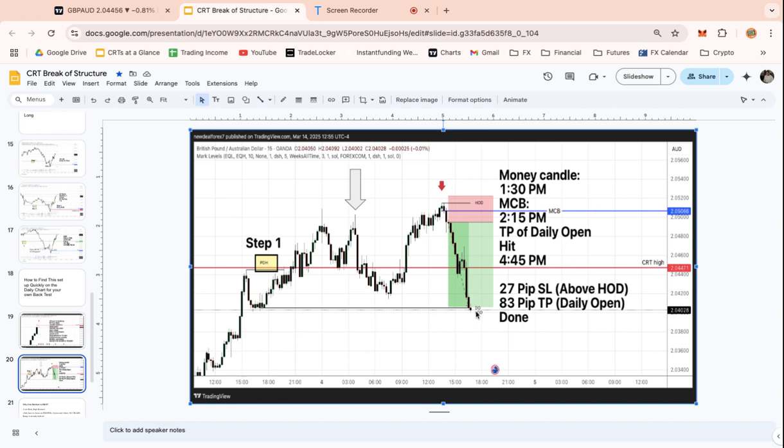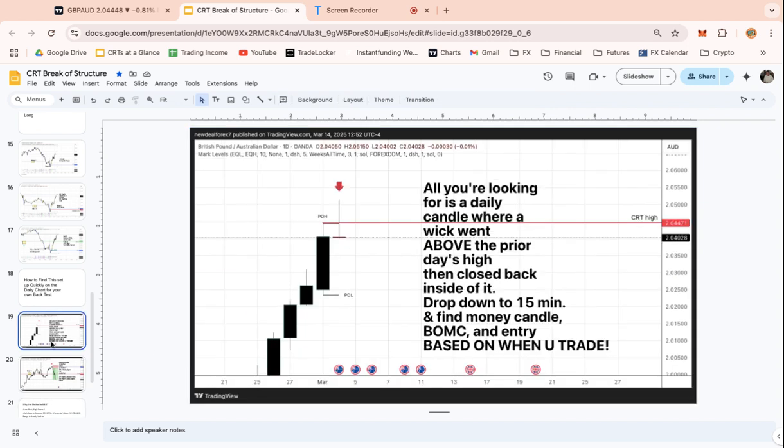Done deal. But once again, don't let fake money candles freak you out, because the high of day may not always hold. You will see this. It was just to fool people into thinking price was going to continue long. And then price did eventually close back inside the range. This was at 1:30 p.m., the USA session. This is just for a day trade only. Simple trade. So this is what you're looking for on the daily chart.